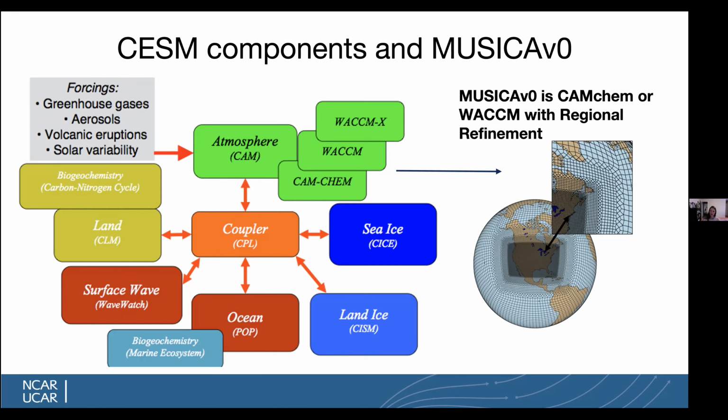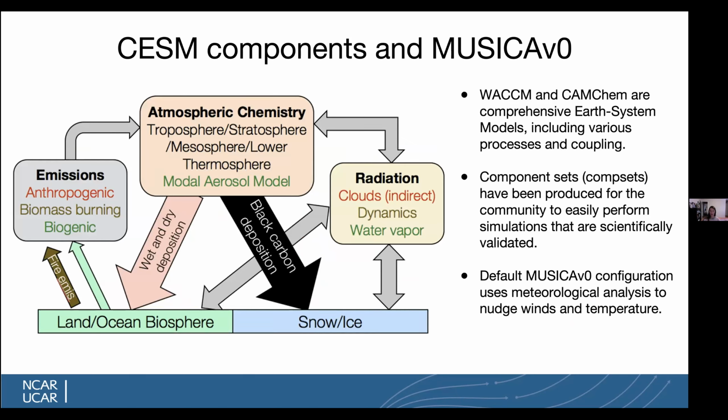But MUSICA so far with regional refinement has not been run as a fully coupled model. So we're staying on a configuration where the model is coupled to the land, which is always the case. The atmosphere is coupled to the land. Well, we'll prescribe sea surface temperature, sea ice, and other components. So CAM-chem, WACCM-chem is obviously a very complicated setup with various processes included, and this is just sketched here in the slide.